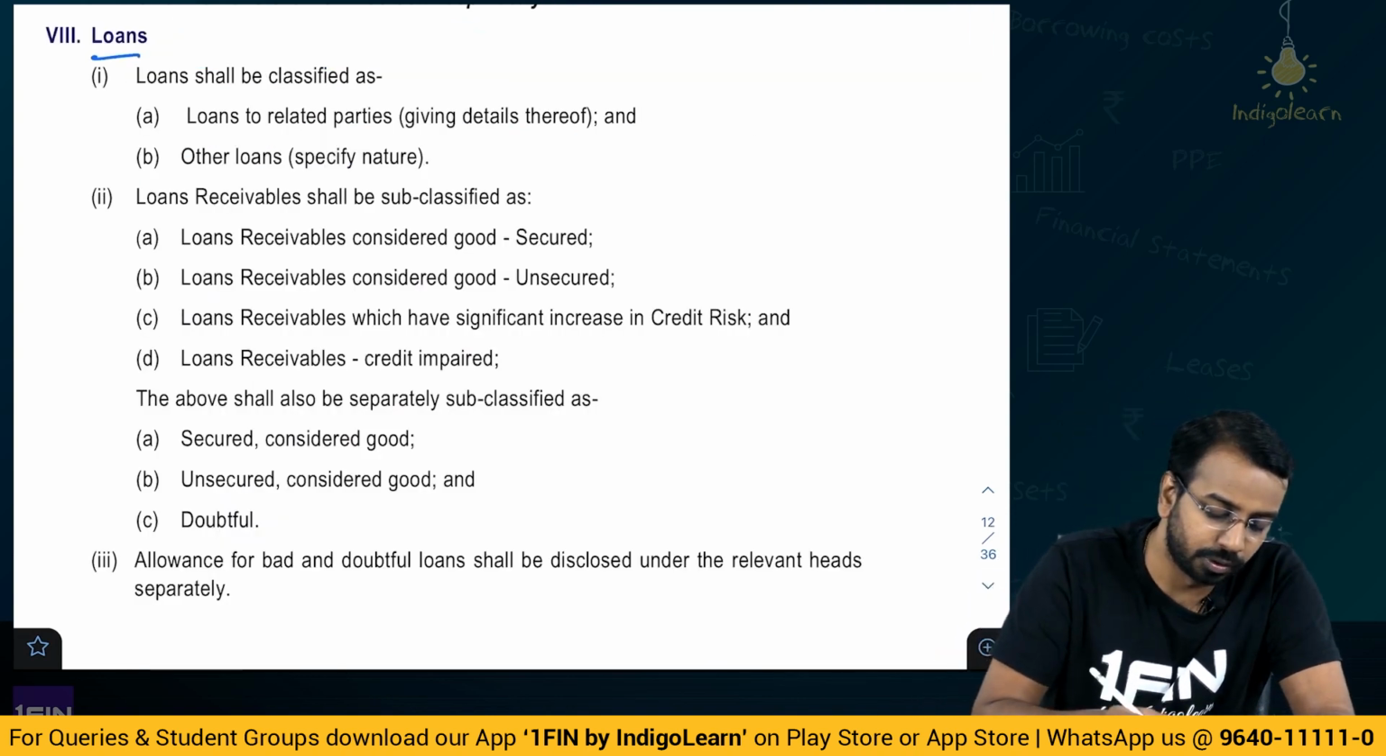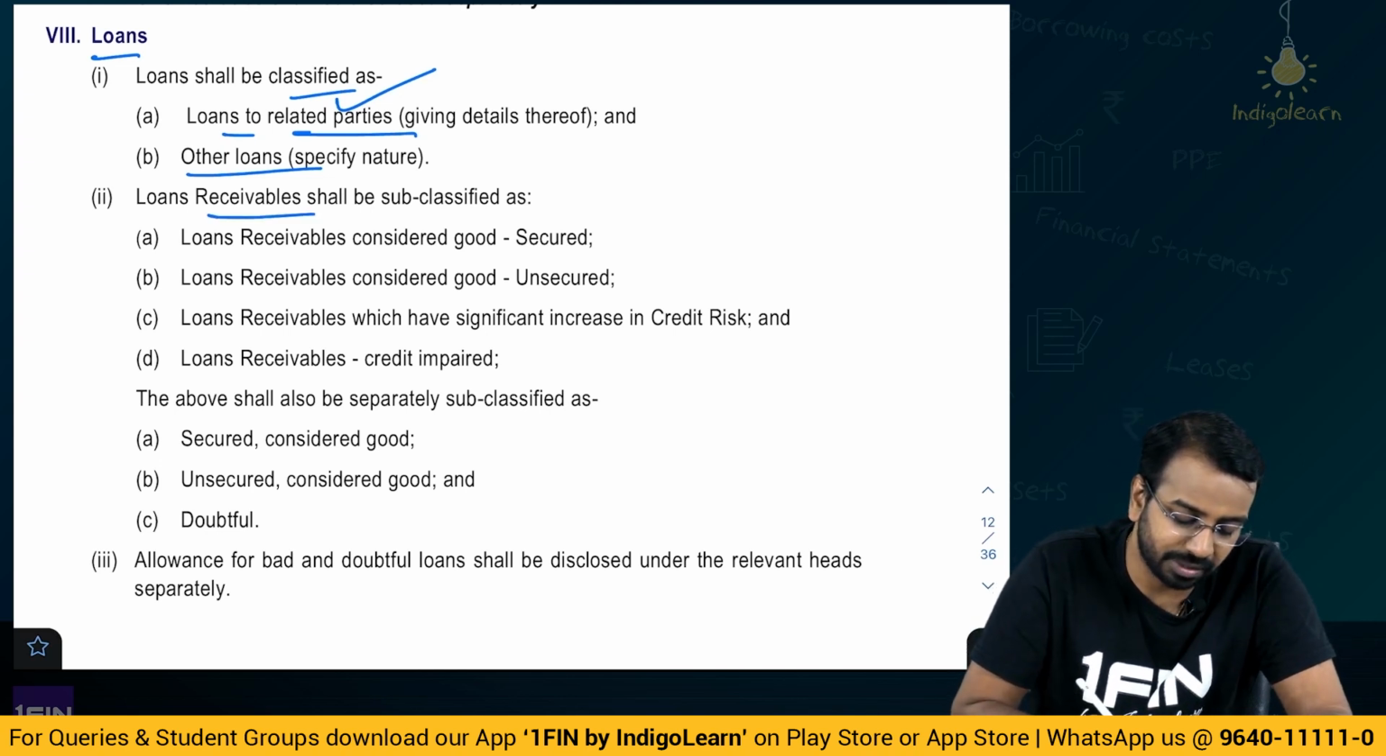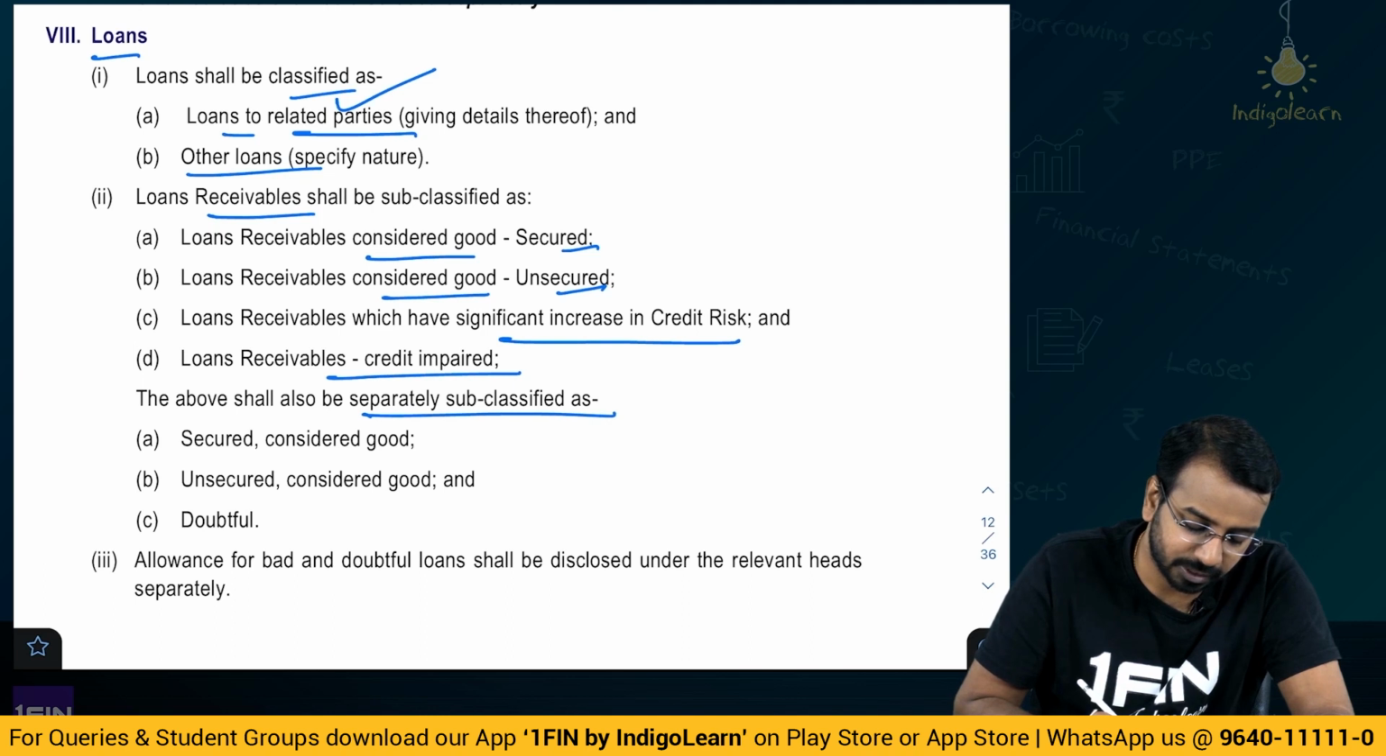Then coming to loans, loans shall be classified as loans to related party and other loans. So if they are given to related parties or other loans. Then loans receivable, again considered good, secured, unsecured, significant increase in credit risk and credit impaired. And then they will also be subclassified as secured considered good, unsecured considered good, and doubtful.